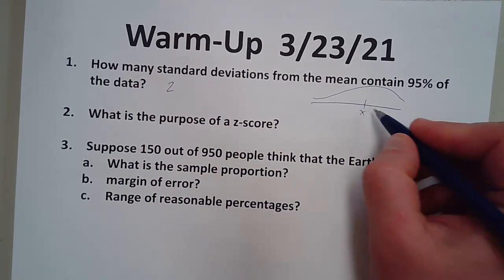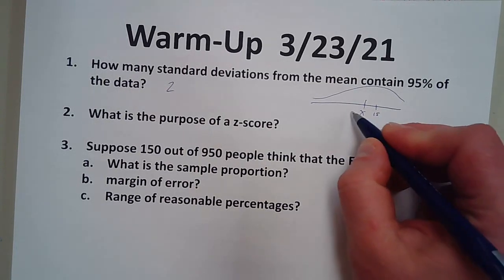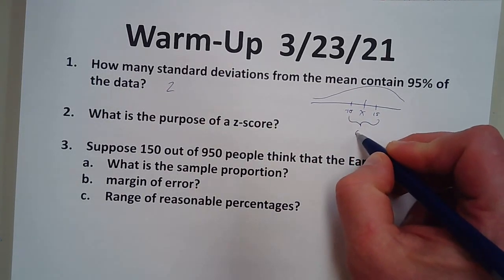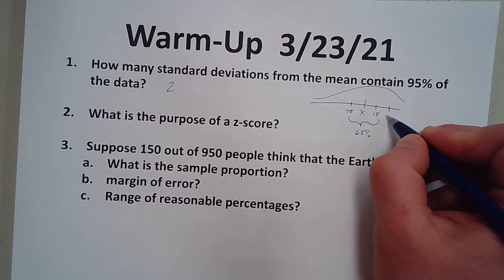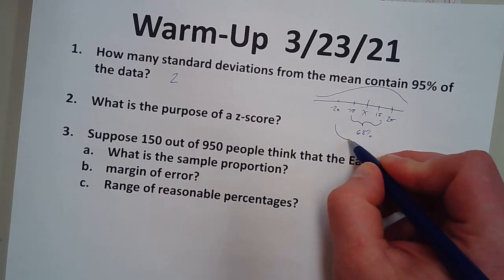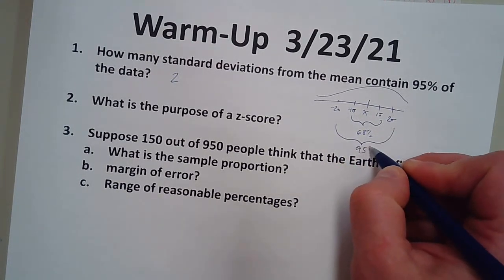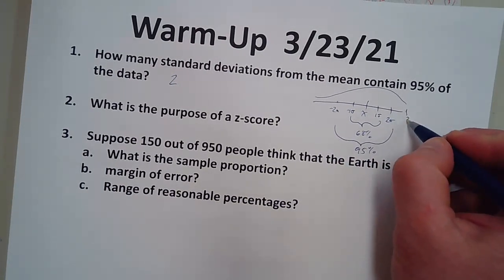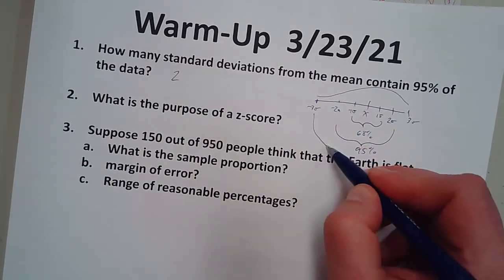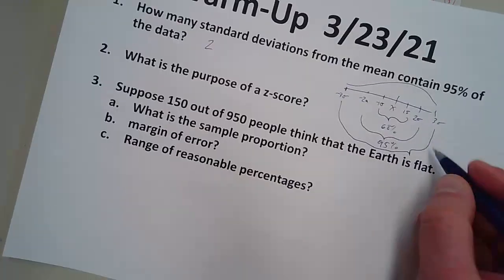You've got your mean in the middle. If you go out one standard deviation, that's going to be 68%. If you go out two standard deviations, which is what this question is talking about, that's going to be 95%. And lastly, if you go out three standard deviations in each direction, that one's going to be 99.7%.